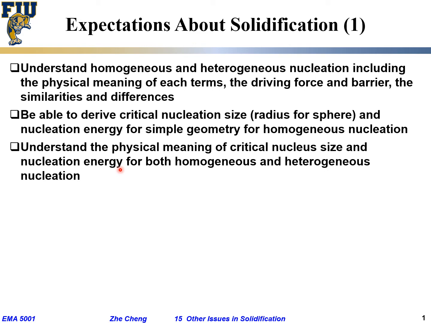Generally, with respect to undercooling, the larger the undercooling, the smaller the nuclear size, the lower the nucleation energy, the lower the barrier. On the other hand, the smaller the undercooling, the larger the critical size or the higher the barrier.